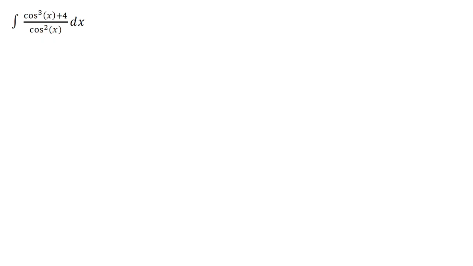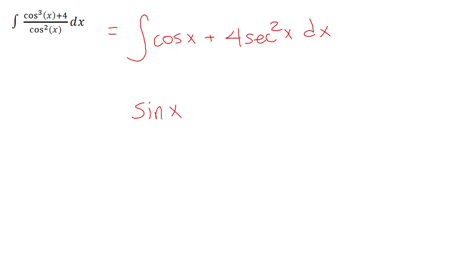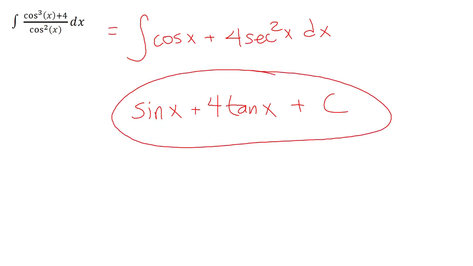And again here, we're going to just divide everything by that cosine squared. So this becomes an integral of just cosine x plus 4 over cosine squared, which is 4 secant squared x. And the integral of cosine is just sine, right? Because the derivative of sine is cosine. And then the integral of 4 secant squared x is just 4 tangent of x. And of course, after doing all that division and thinking about the trig, don't forget also the plus c.